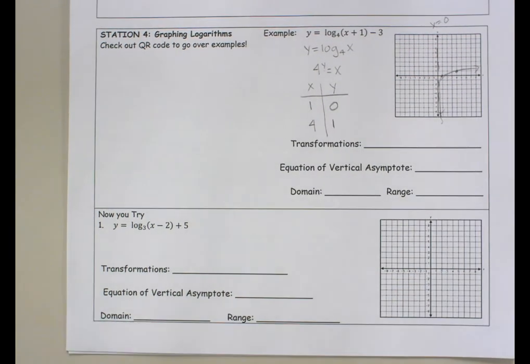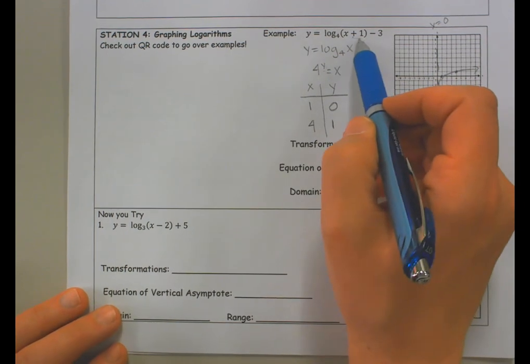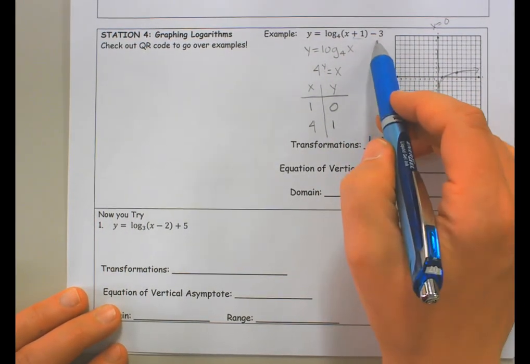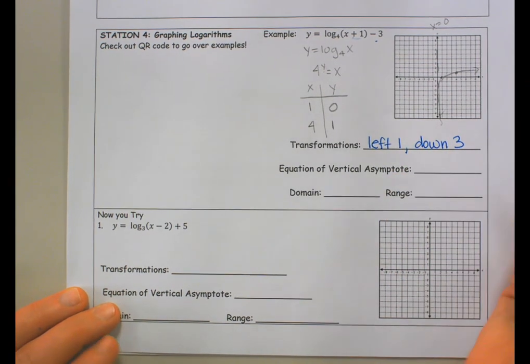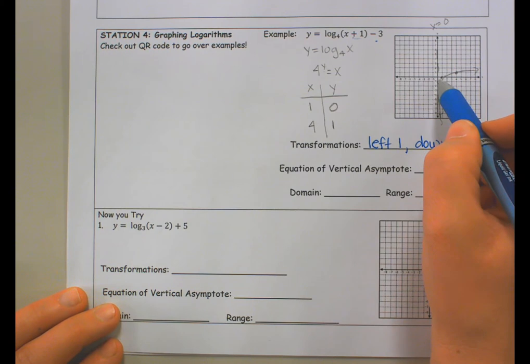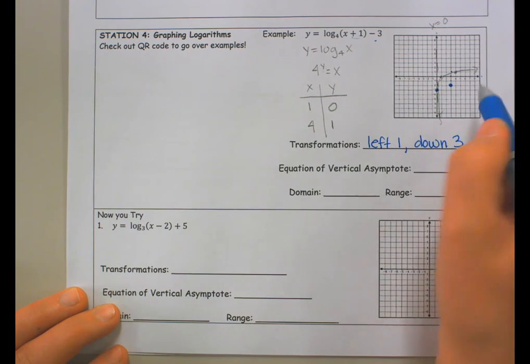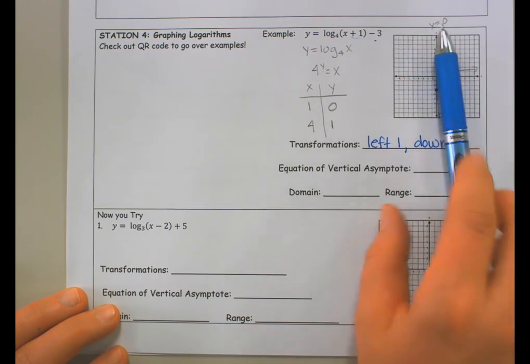So now that we have the parent function, we'll just take these transformations and move the graph accordingly. So a plus 1 inside the parentheses means my graph moved left 1, and then a minus 3 on the outside means it moved down 3. So that means I'm going to take each point, move them left 1, down 1, 2, 3, move left 1, down 1, 2, 3.